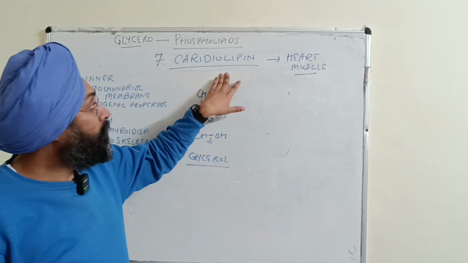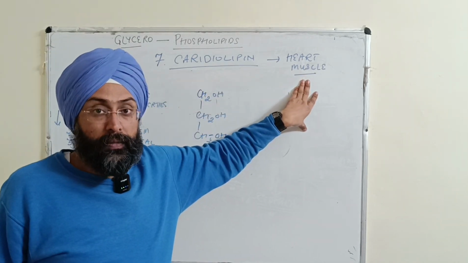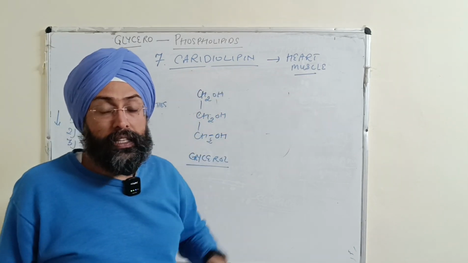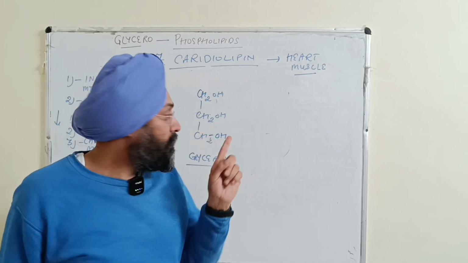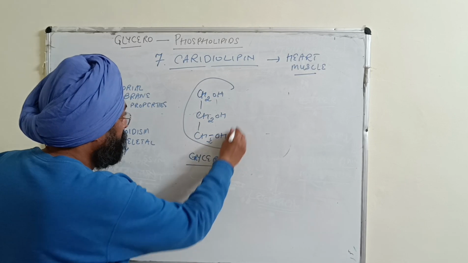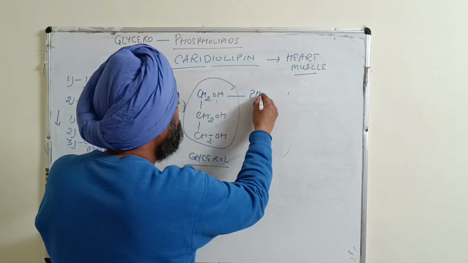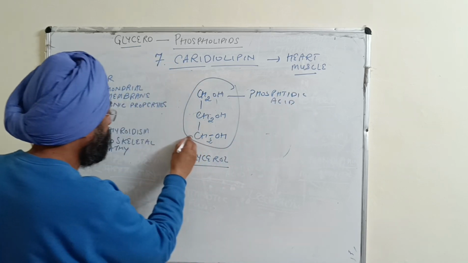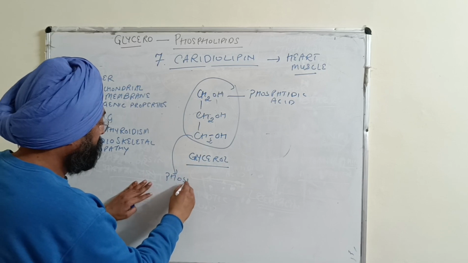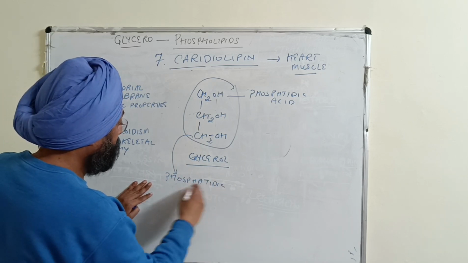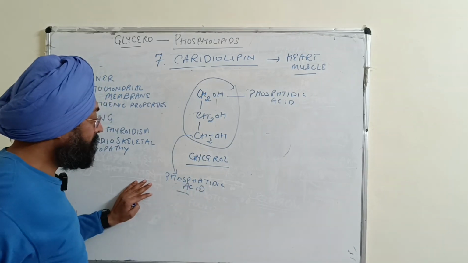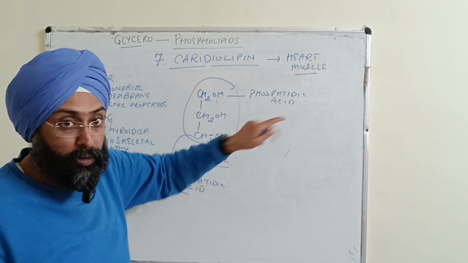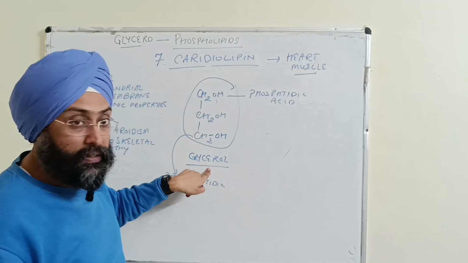The last is cardiolipin, and it was first isolated from heart muscle. That's why the name cardiolipin. That means it was first isolated from heart muscle, right? And chemically, it contains two molecules of phosphoric acid and a glycerol at the center. So this is the glycerol molecule, right? And at carbon 1, phosphatidic acid is attached, and on carbon 3, similarly, phosphatidic acid is attached. So it is diphosphoric acid, glycerol at the center. So the name is diphosphatidylglycerol because two phosphatidic acid groups are there and glycerol at the center, right?